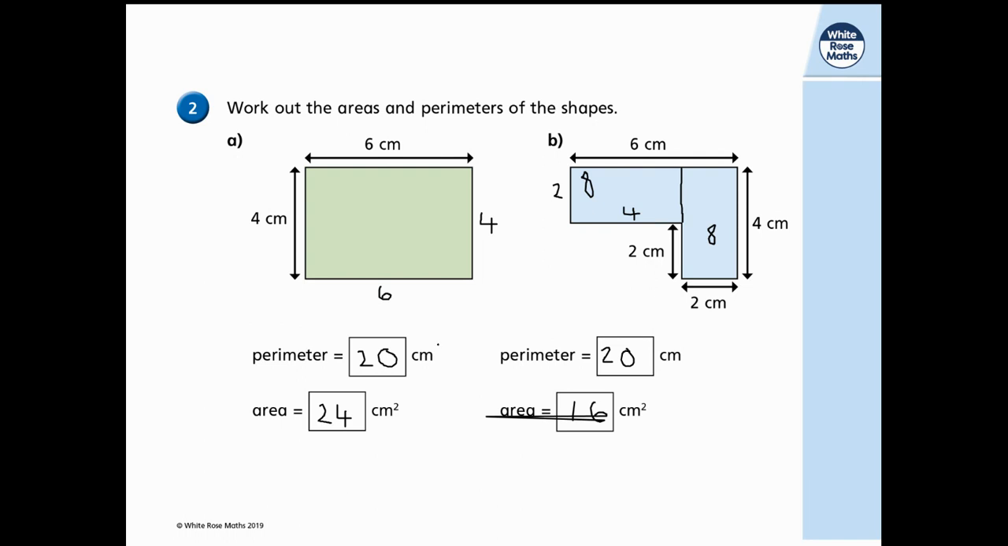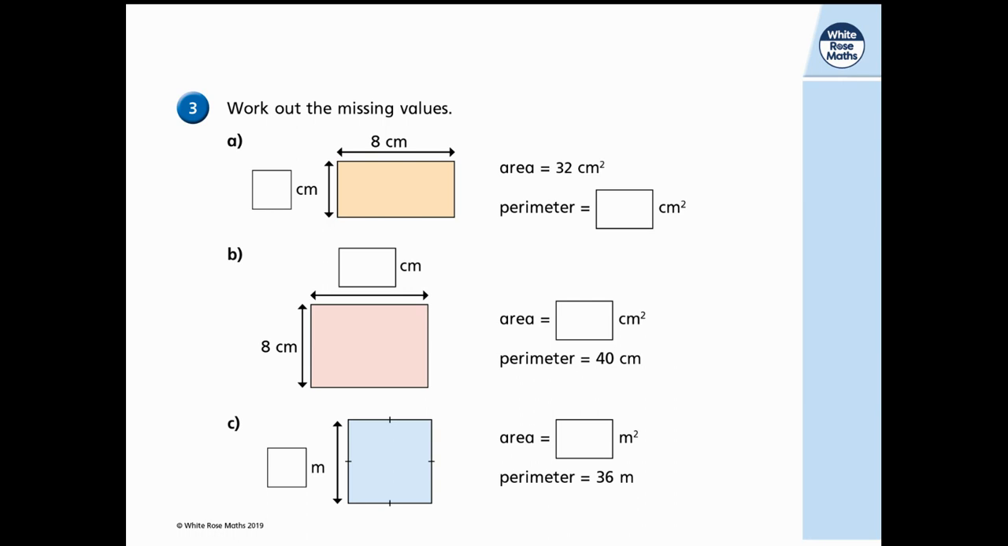Now, although I've got the same perimeter, I've got different areas inside. So that's what we're going to practice today. I want you to have a go now at finding the missing values in these rectangles. So pause the video and have a go at finding the missing numbers here. They're all rectangles.